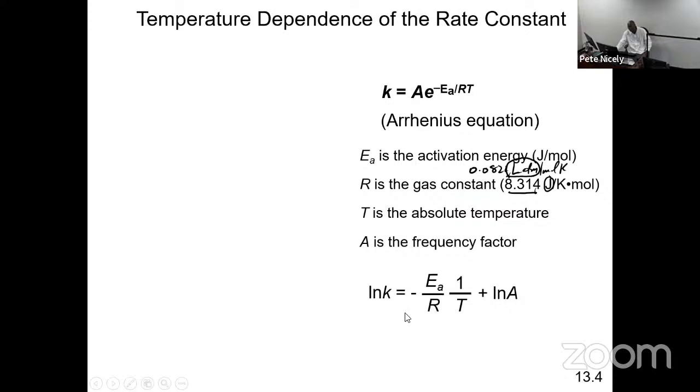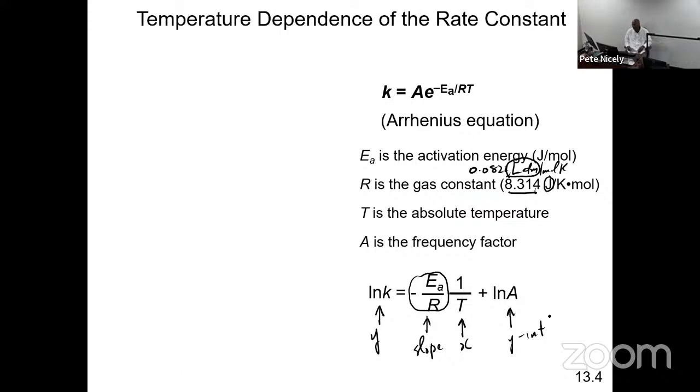And it turns out that this equation is in the form of an equation of a straight line, where ln k would be plotted on the y-axis and 1 over T will be plotted on the x-axis, which means that minus Ea over R would give you the slope, and ln A will give you the y-intercept.